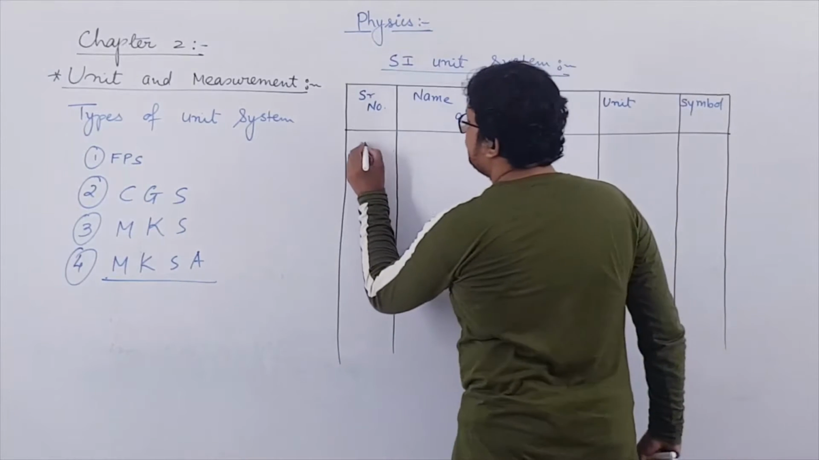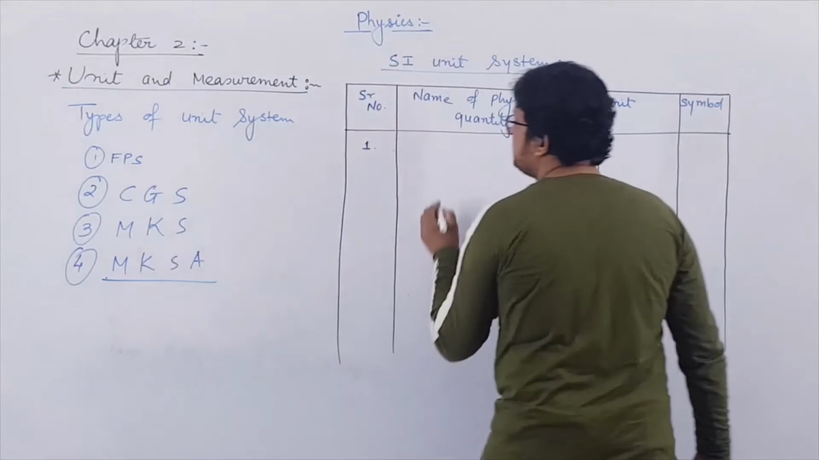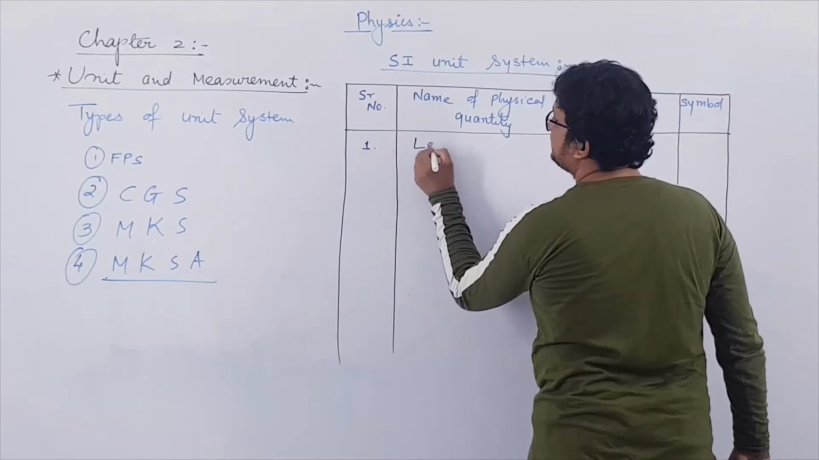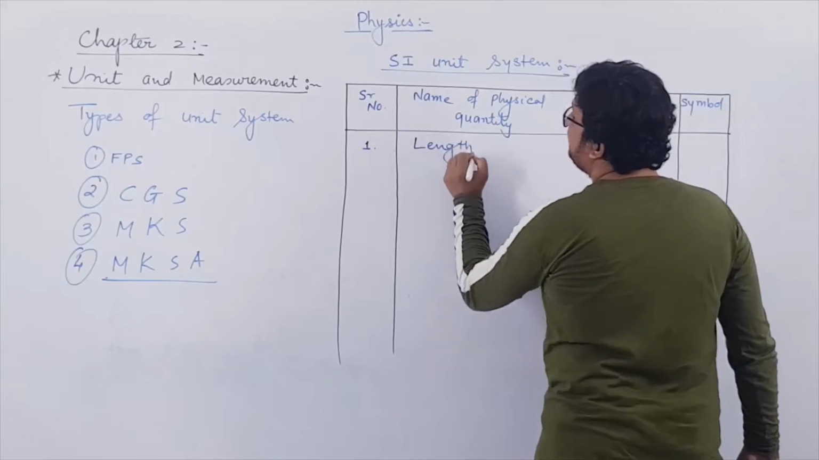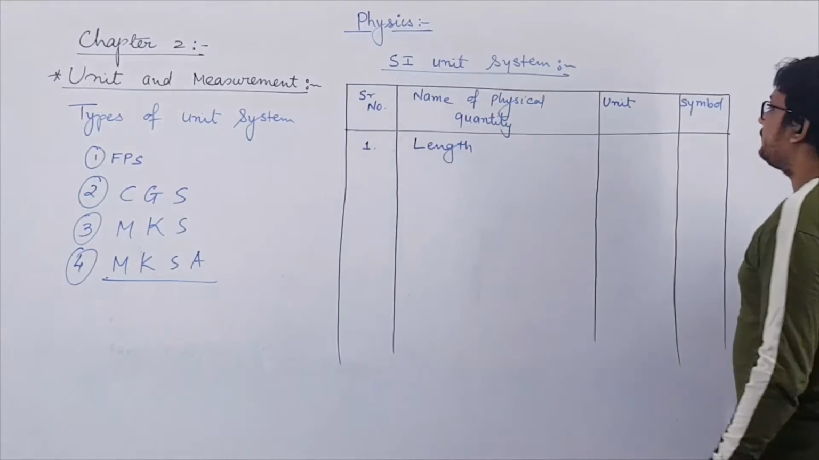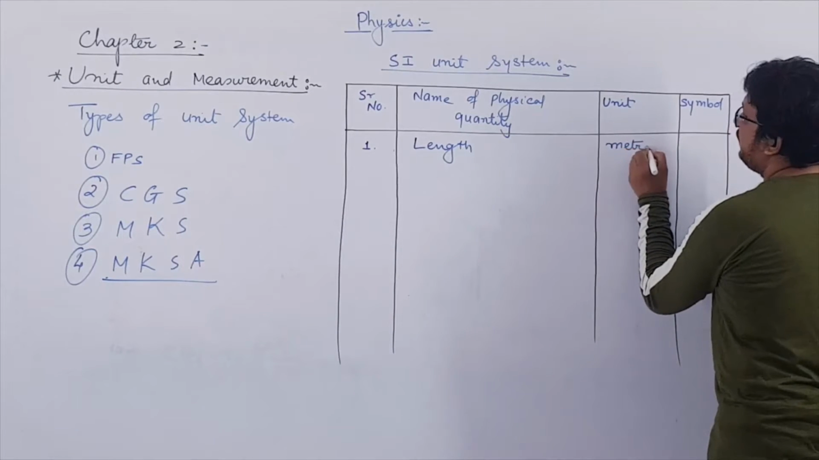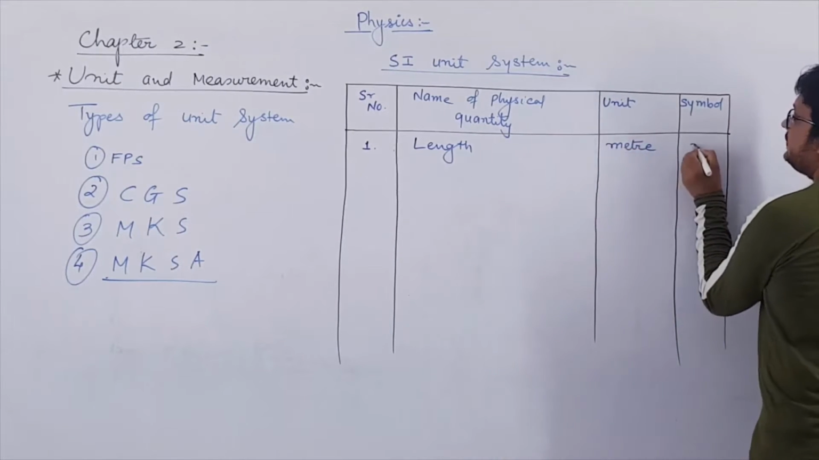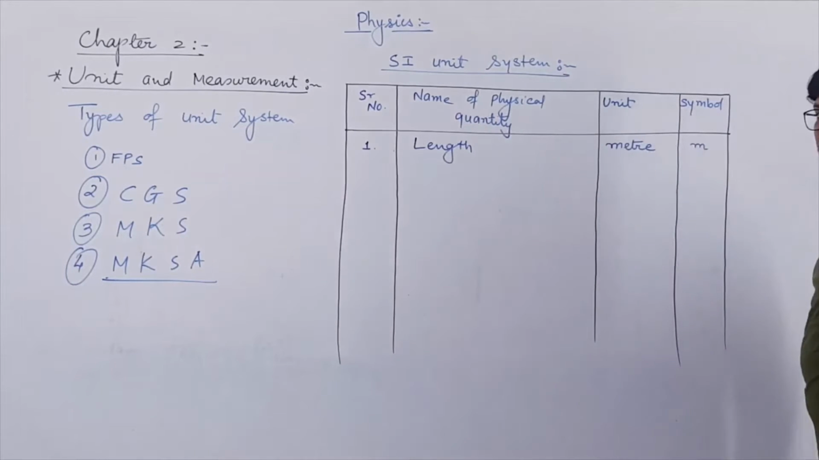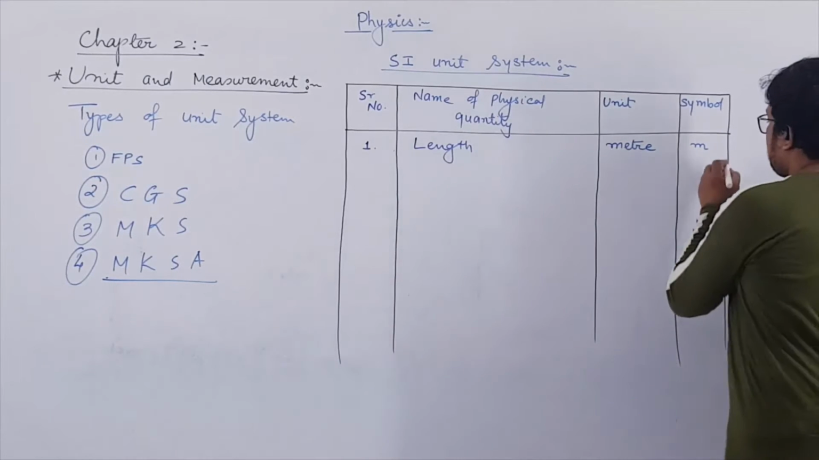So the first one was, we use this four only: first, second, third, fourth. First is for length. Remember, length means length, height, distance, everything. So length. The SI unit for length is meter and its symbol is small m. The first physical quantity was length, its unit is meter and the symbol for the unit is small m.